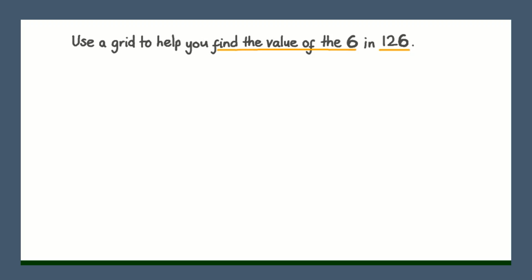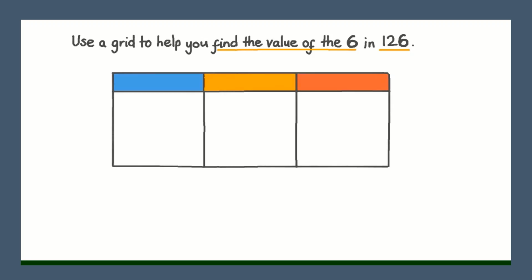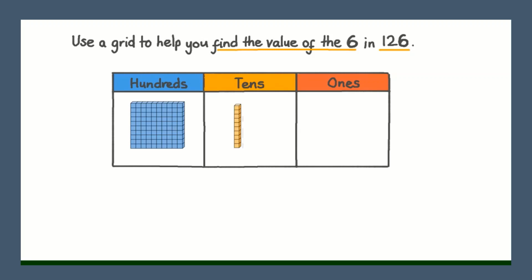Let's draw a grid to help us, exactly the same as the one we've just looked at. As it's a 3-digit number, we're going to need 3 columns for our hundreds, tens and ones. And to help us remember what each one of these is worth, we could pop a hundreds block in the hundreds place, a tens block in the tens place, and a 1 in the ones place. Now we can write our 3-digit number in the grid.